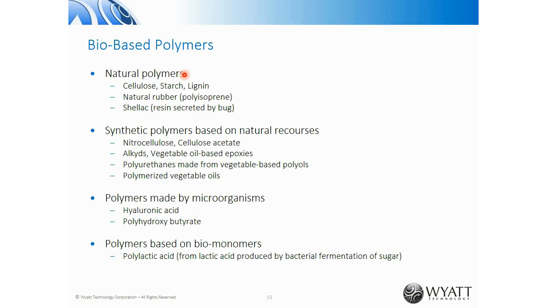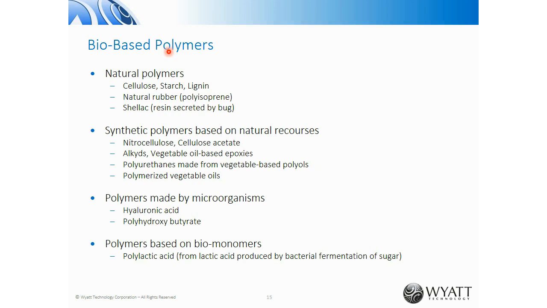The second group are polymers that are made by synthetic procedures, but at least partly from bio-based materials. These polymers are various derivatives of cellulose, like nitrocellulose or cellulose acetate, and then other polymers that often include vegetable oil. Then we have the third group of polymers that are made by microorganisms.